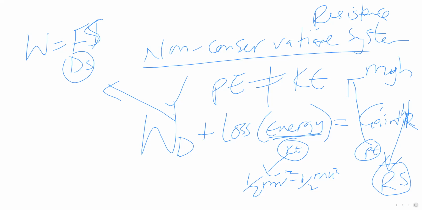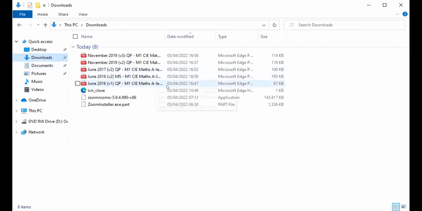In a conservative system, you do not have any external force. Okay, so if that is done, then we can go to this question here. We can go and do a question in the 2019 past paper. There's a question on energy.